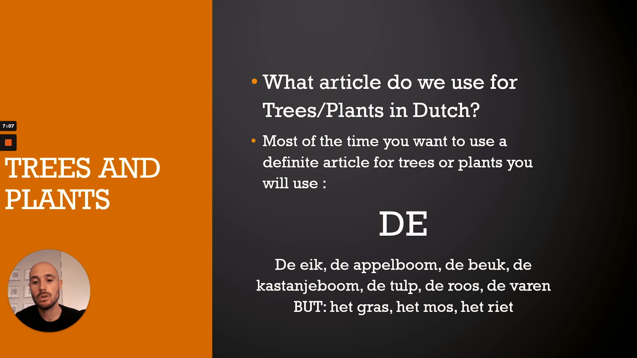So the eik, the oak, the appelboom, the apple tree, the buk, the birch, the kastanjeboom, the chestnut tree, the tulp, the tulip, the roos, the rose, the varen, the fern. However, het gras, het mos, and het riet. So the grass, the moss, and the reed. So again, it's a general indication, but it's not really watertight.